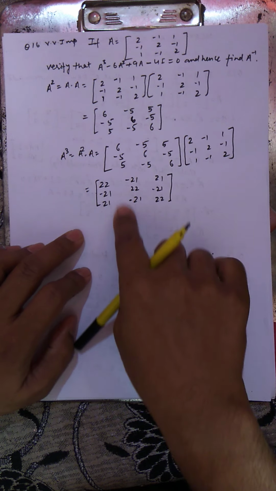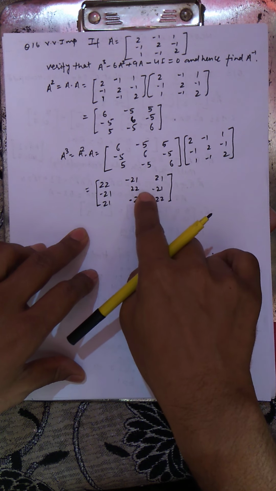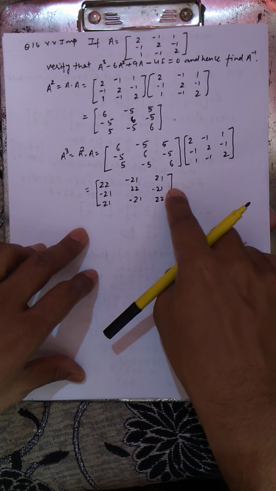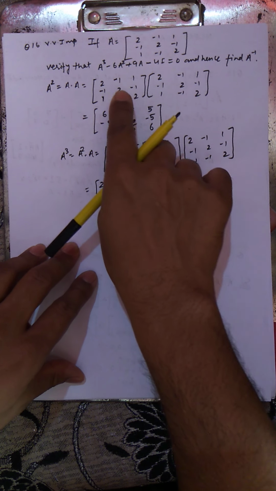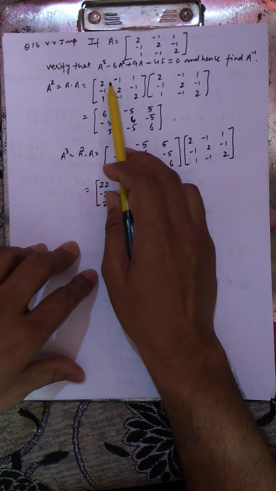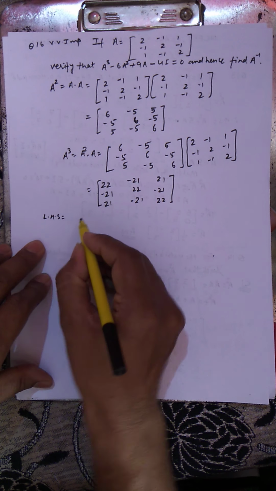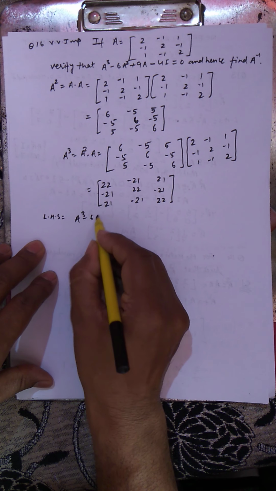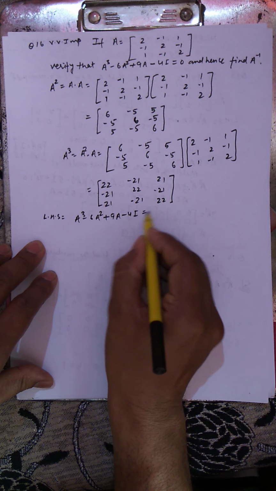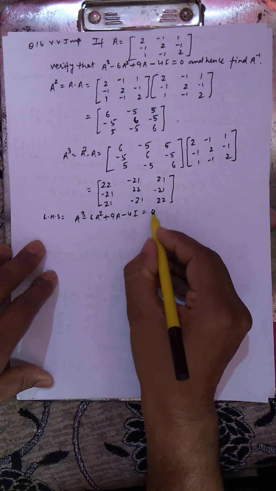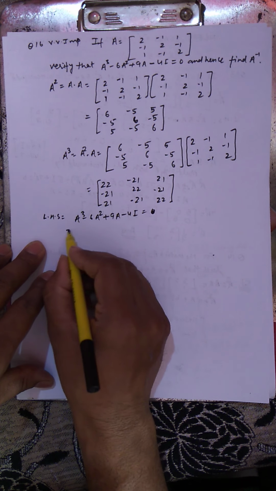So we have found A cube, which is the matrix 22, -21, 21; -21, 22, -21; 21, -21, 22. Now our next part of the answer is that we'll verify this. So we'll take LHS. LHS is A cube minus 6A square plus 9A minus 4I, which equals 0. This we have to show. So we'll take A cube.